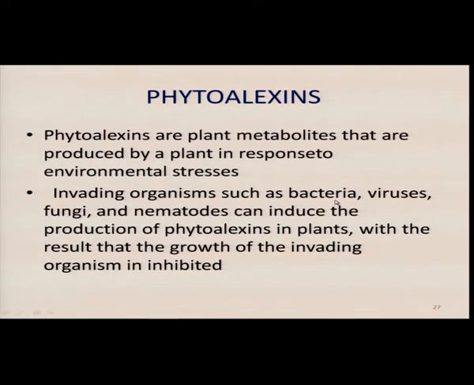Invading organisms such as bacteria, viruses, fungi and nematodes can induce the production of phytoalexins in plants, with the result that the growth of the invading organism is inhibited. So, similarly, if the plant is attacked by pathogens, in response to that pathogen invasion also, phytoalexins can be secreted, which in turn act to stop the growth or proliferation of the invading pathogen within the plant system. So, this can be induced in the plant either as a response to environmental stress or as a response to pathogen attack. This phenomenon is a general response to stress.